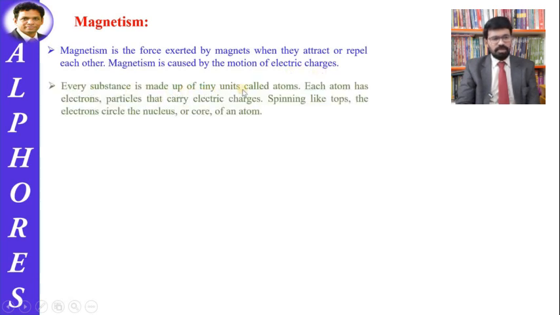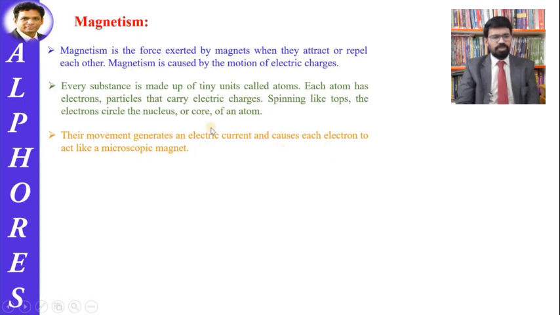Every substance is made up of tiny units called atoms. Each atom has electrons, particles that carry electric charges. Spinning like tops, the electrons circle the nucleus or core of an atom. So this is what happens inside the atom. Electrons spin and simultaneously revolve around the nucleus. Their movement generates an electric current and causes each electron to act like a microscopic magnet.